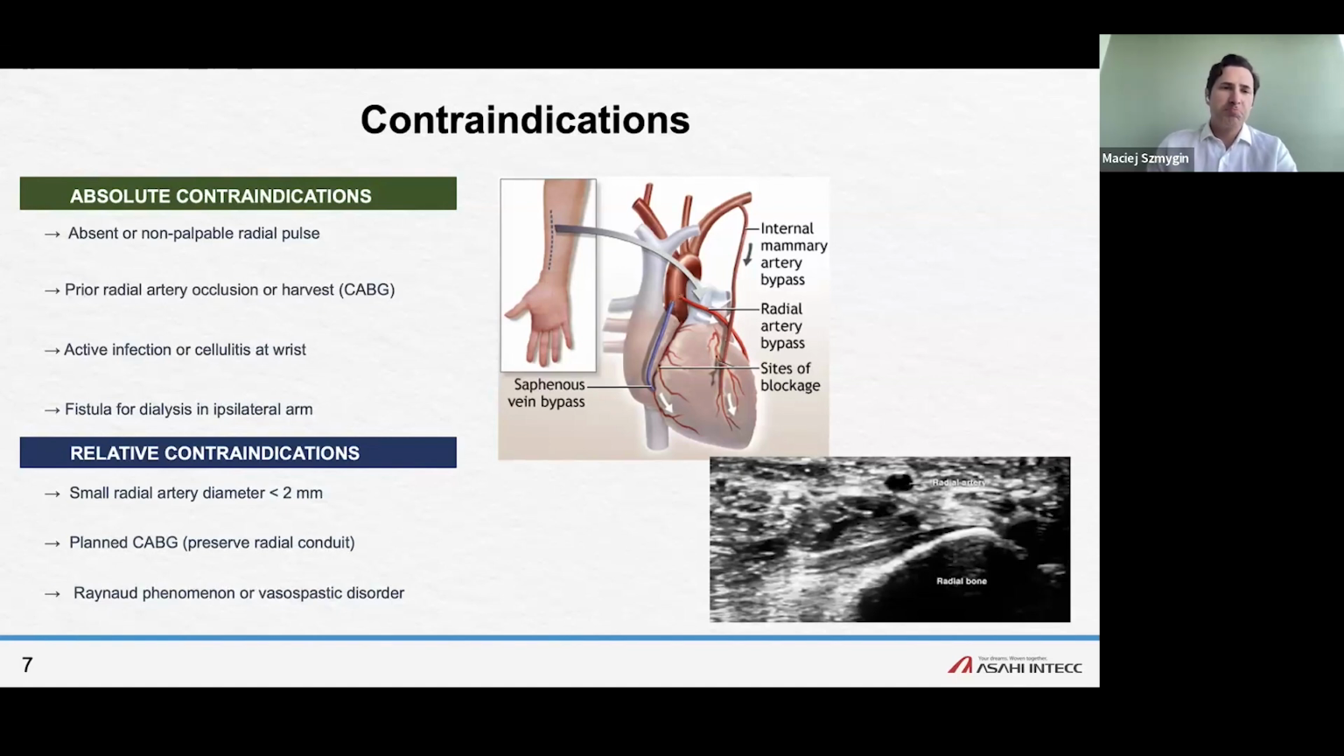Relative contraindications, 2 millimeters of radial artery diameter. From our experience, we recommend over 2 millimeters as a first patient. Of course, if a patient has a planned procedure or planned radial harvest, don't do it because you may lose this access. And if the patient has a Raynaud phenomenon, also don't take these patients.